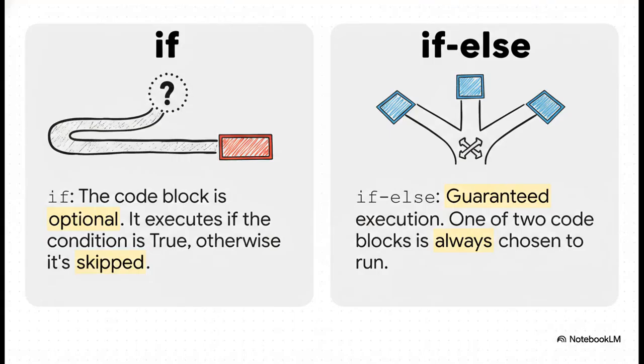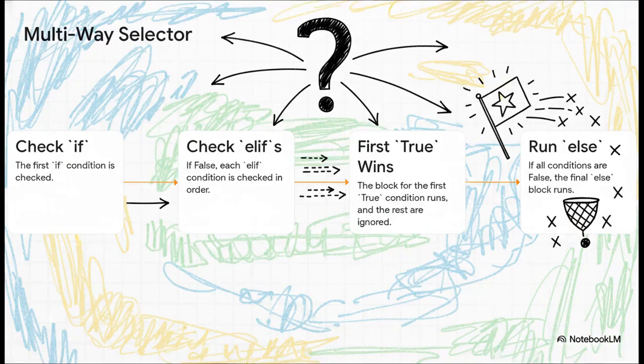And this is where adding that little word else becomes a total game changer. Look at the difference. With a simple if, you're saying, hey, maybe do this or maybe do nothing. But when you add an else, you're creating a fork in the road. It's no longer optional. The program is guaranteed to go down one of two paths. It has to make a choice. Okay, 2 choices is great, but life is usually more complicated than that, right?